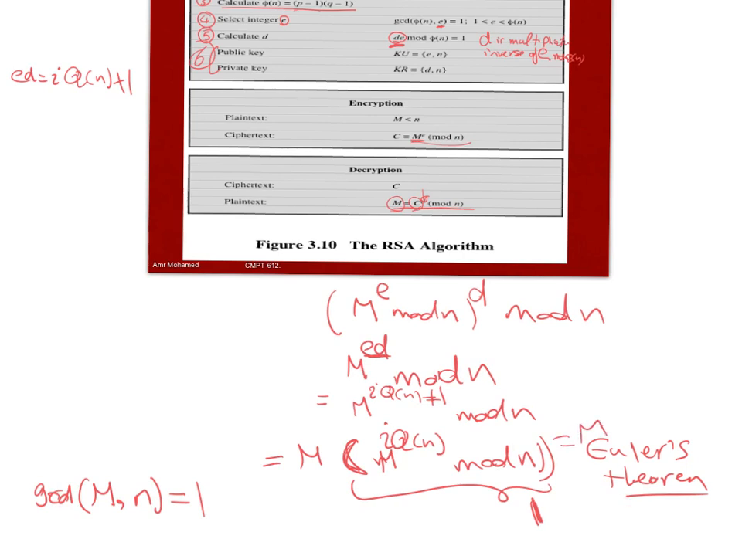Okay? So how to make sure that the GCD is 1? That is the question. Practically, can we ensure this? Practically, it's very easy. Why?